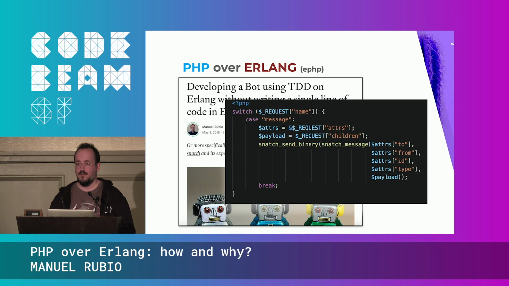need for our goals. In this case, it is getting the message, that is, putting the request, performing some change, accessing another system externally, and then providing an answer that is sent by the function snatch_send_binary. And snatch_message is a proper function to create the XML and not depend on something inside of PHP.